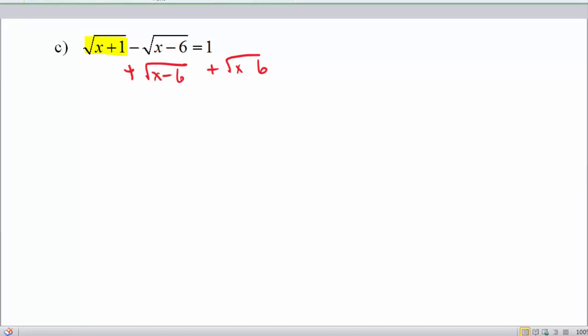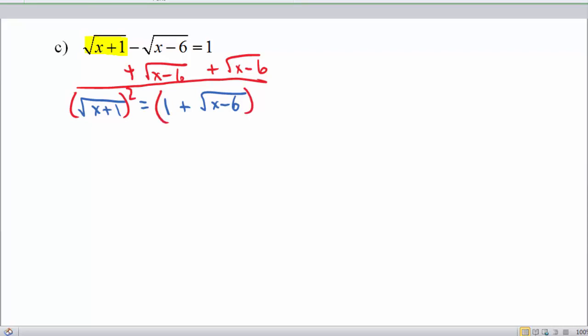Right? So I would end up with then square root of x plus 1, so that's now isolated, equals 1 plus the square root of x minus 6. So now I can square, right? Because now I have one radical isolated, so I can square both sides. But what's the problem here? The problem is, sure, the left is easy, because the square of a square root, it just undoes it.